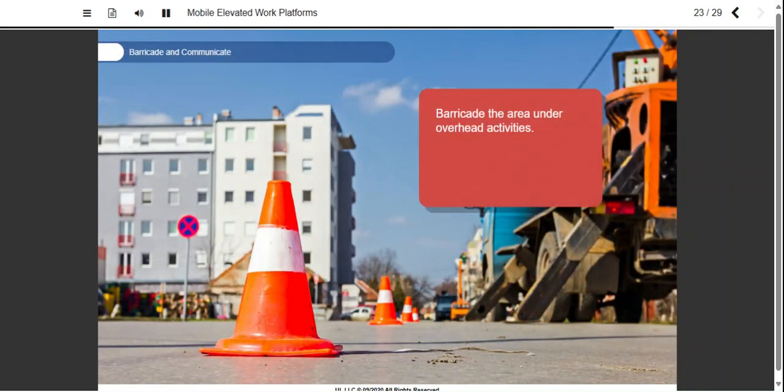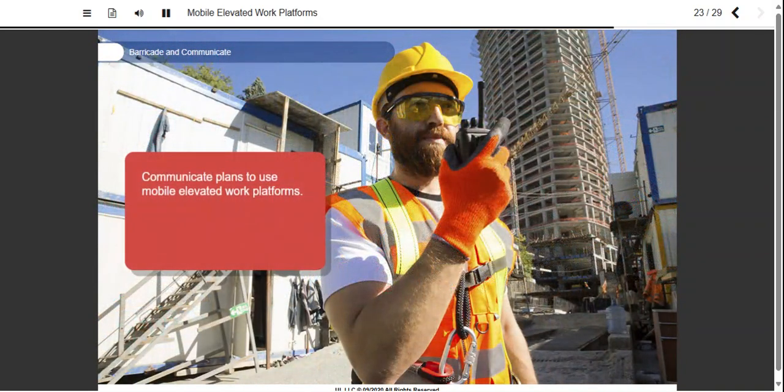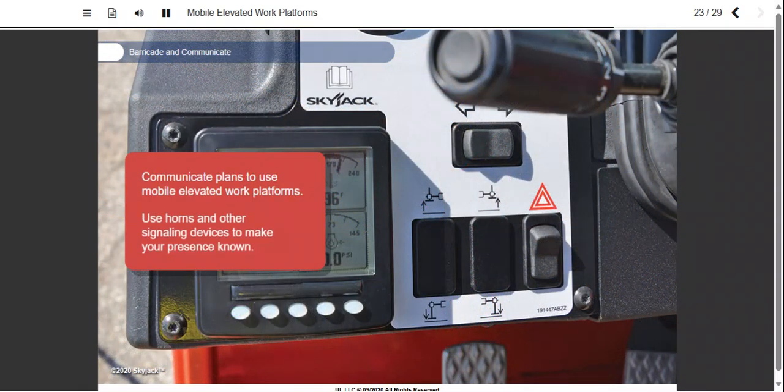Barricade the area that is under overhead activity. This buffers elevated workers from equipment traffic and protects those on the ground from tools or materials that may drop. It may be difficult to see what is at ground level while you are operating at heights. Communicate your plans to use mobile elevated work platforms so that others expect your presence. Use horns and other signaling devices to make your presence known.